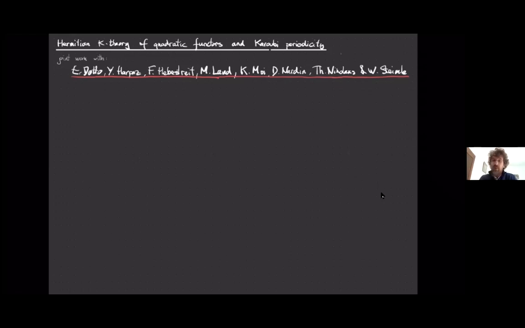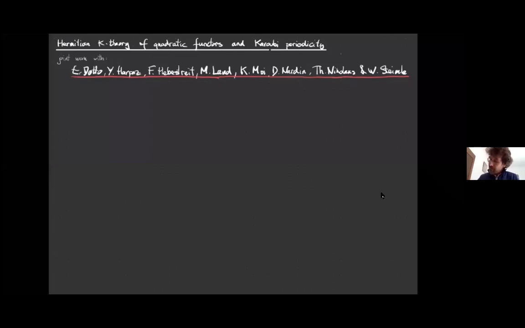So this is joint work with a long list of people. The reason is that we started working on this project separately and then noticed that we were all working on the same thing, and we decided to join forces and to do something together. So my co-authors are Emanuele Dotto, Jonathan Harpaz, Fabian Hebestreit, Marcus Lan, Kristen Moy, Dennis Nardin, Thomas Nikolaus, and Wolfgang Steimle. They're spread all over the planet somehow, mostly in Europe.